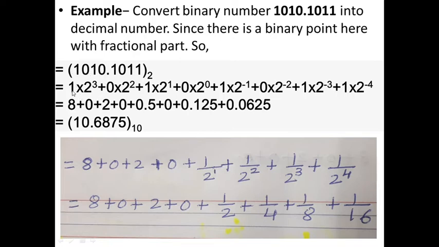Then just multiply them. So 1 into 2 raised to 3, plus 0 into 2 raised to 2, plus 1 into 2 raised to 1, and so on, and then keep on adding.